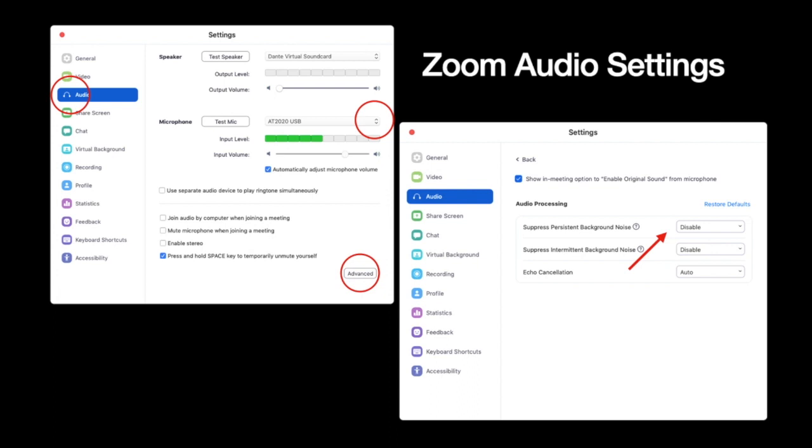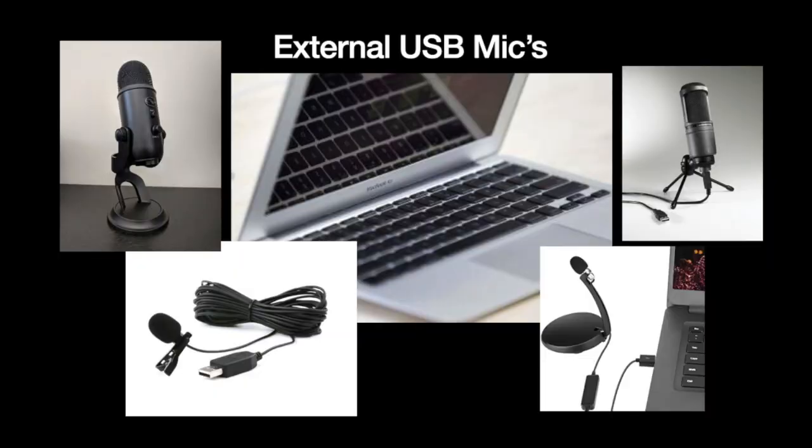But if you want higher quality audio, especially if you're streaming music, you want to make sure that these two settings, suppress persistent background noise and suppress intermittent background noise, are both disabled. The other thing I'd strongly suggest is to use an external microphone.